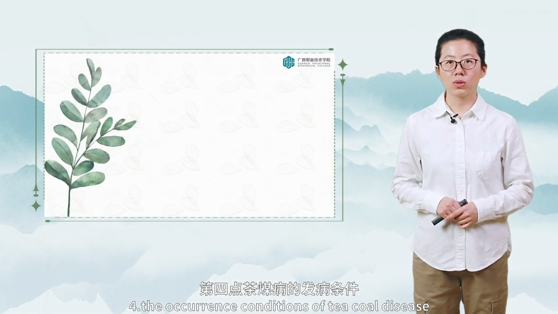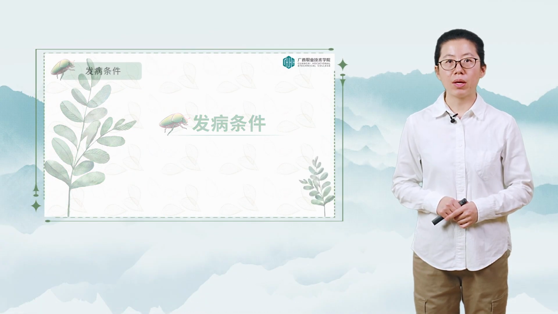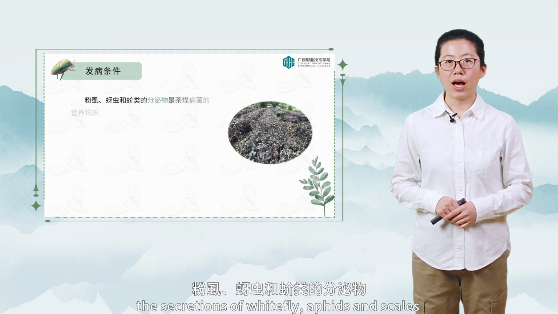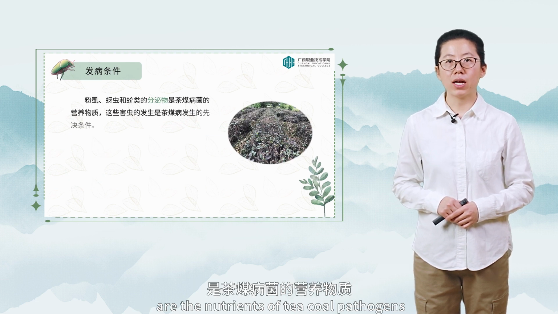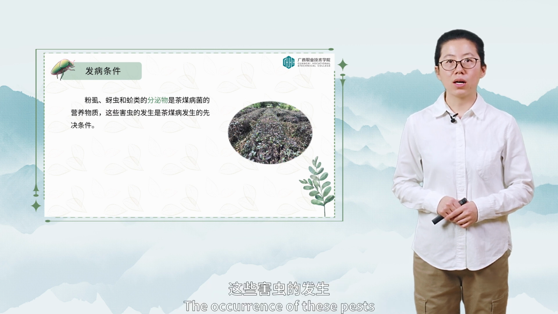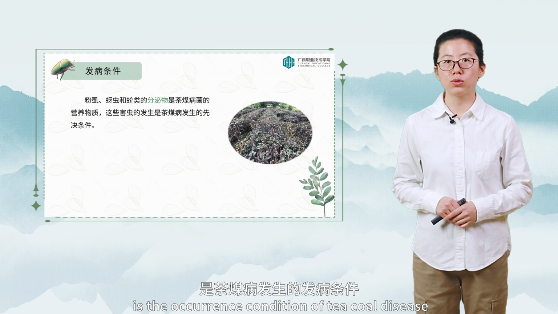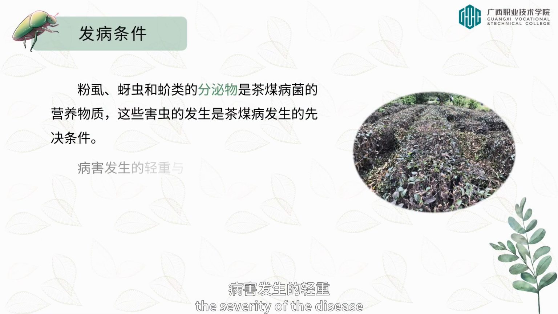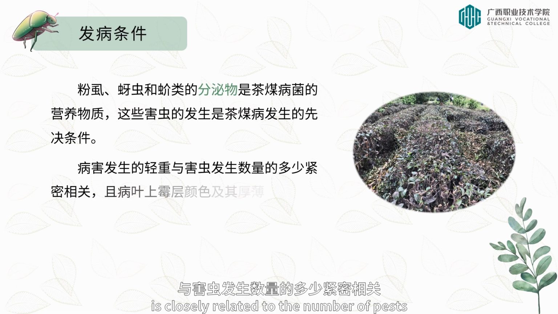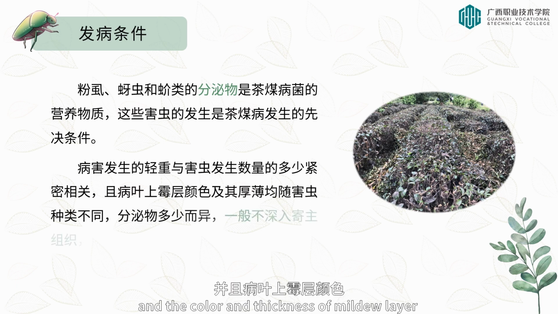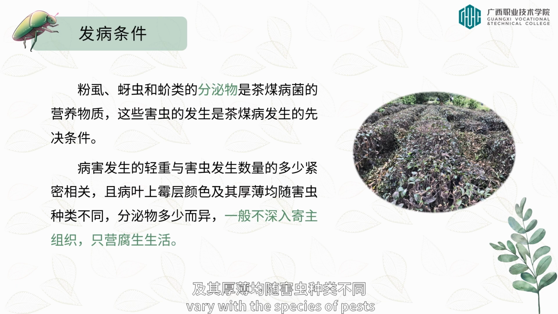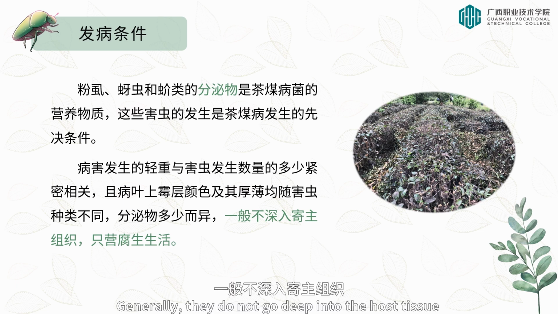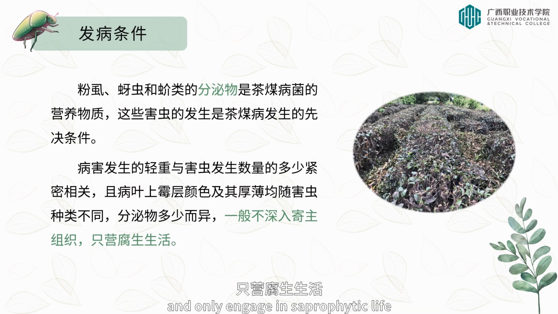4. The occurrence conditions of tea cold disease. The secretions of whitefly, aphids, and scales are the nutrients of tea cold pathogens. The occurrence of these pests is the occurrence condition of tea cold disease. The severity of the disease is closely related to the number of pests, and the color and thickness of the mildew layer on diseased leaves vary with the species of pests and the amount of secretions. Generally, they do not go deep into the host tissue and only engage in saprophytic life.